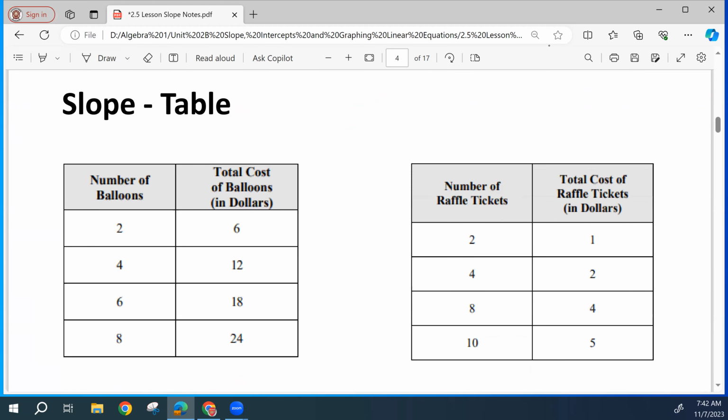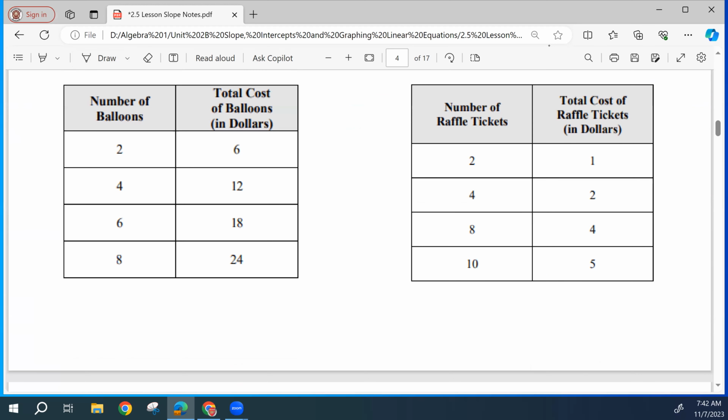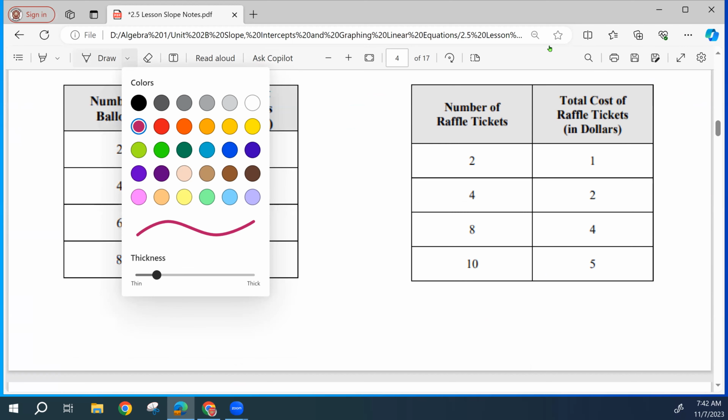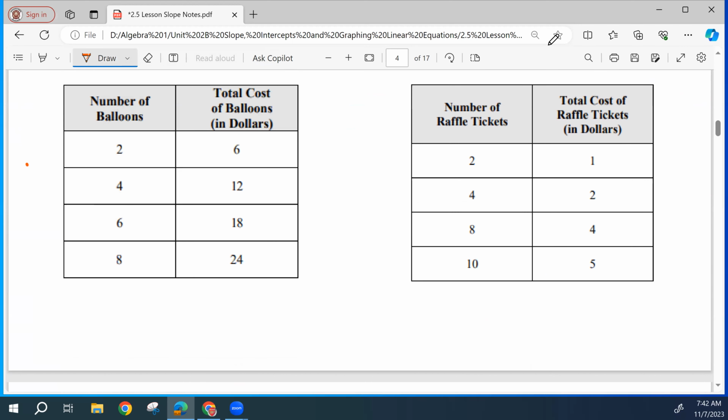One last way we can be presented information about lines is through a table. In our tables, the left number is an x and the right number is a y. And so that creates coordinates x, y, x, y, x, y. And so actually we have 4 points that are going to be on this line that's relating balloons and how much they cost. And so we can use this just like we did on the last couple questions where we had coordinates.